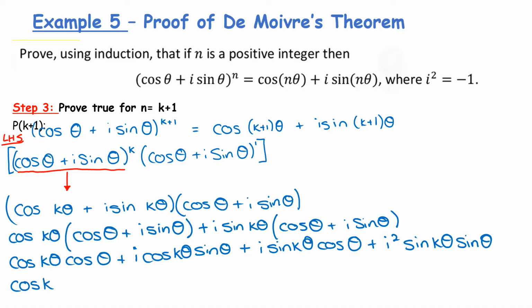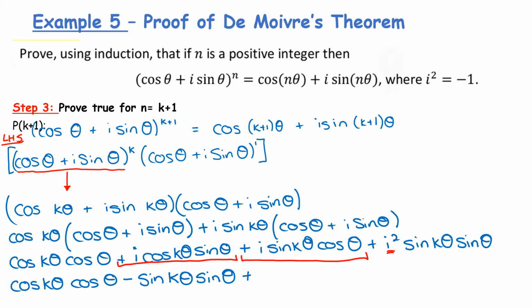So we get cos k theta cos of theta, because the i squared will go to minus 1. I'm going to sub in minus 1 there. So it's minus sine of k theta sine of theta, plus. Now the next two, I'm dealing with these two pieces here, and they're both imaginary parts. So I'm going to combine them. So that's my i. So this is all the imaginary parts: cos k theta sine theta plus sine k theta cos theta.